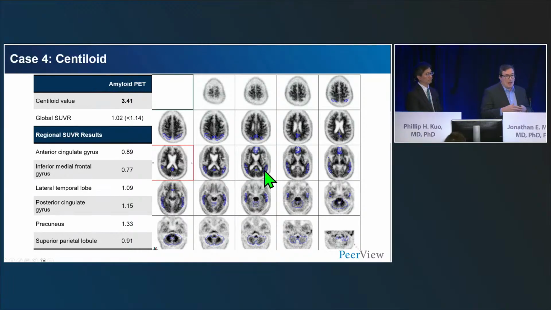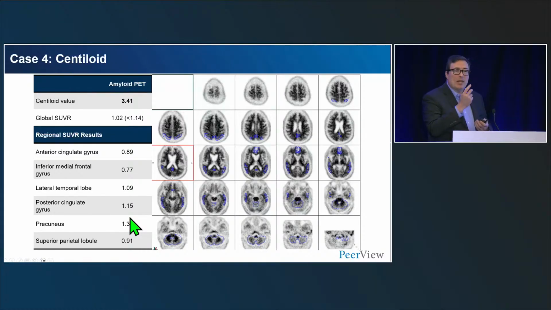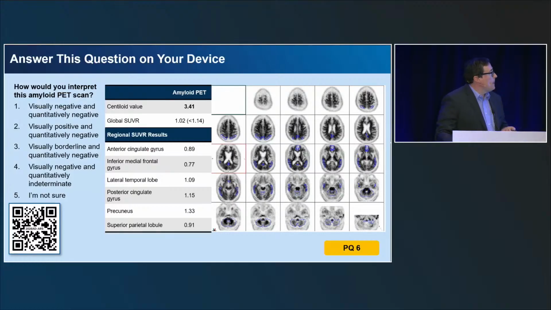So it's not the typical pattern, but you can have deposition outside of these typical regions. A clue here is the precuneus and posterior cingulate areas where you often see deposition. You can see these stand out above the other regions. So not perfect, but that's another hint that you're dealing potentially with regional distribution and deposition that doesn't match the Centiloid ROIs. So how would you interpret this PET scan?